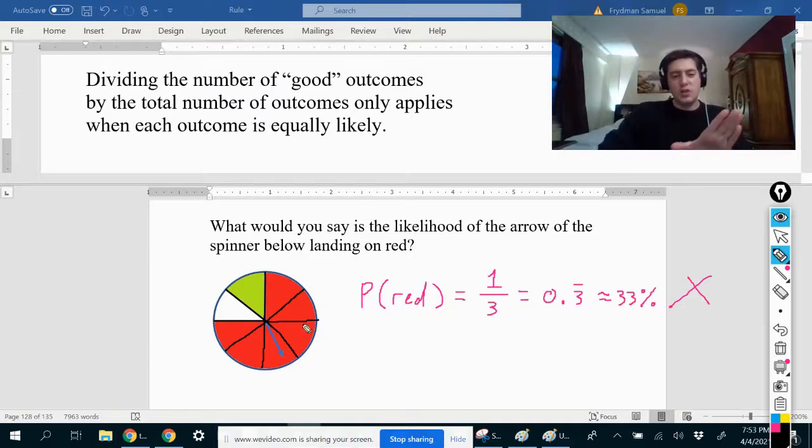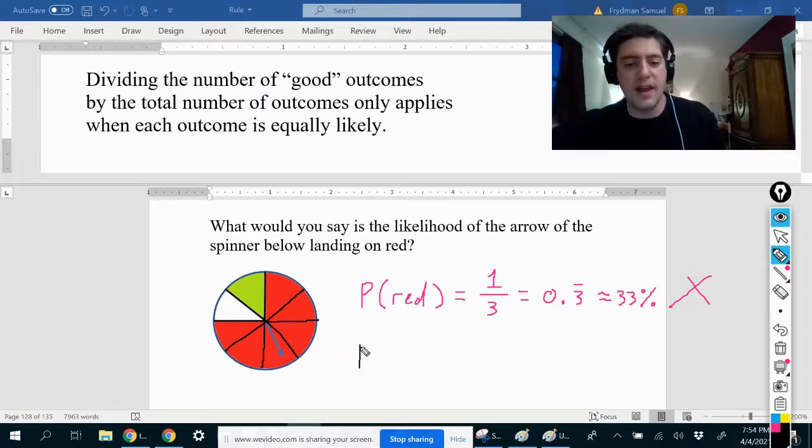Okay, so imagine that I drew that a little bit better. You can see that now each slice of the spinner is the same size. So each outcome here, this or this or this or this, every outcome is equally as likely as every other outcome. And now we can see, oh, okay, wait a minute. Now when I do the probability of getting red, there are 1, 2, 3, 4, 5, 6 red slices, and there is a total of 1, 2, 3, 4, 5, 6, 7, 8 slices. And 6 divided by 8 is 0.75.